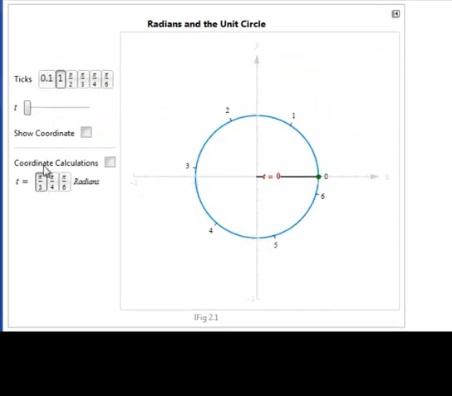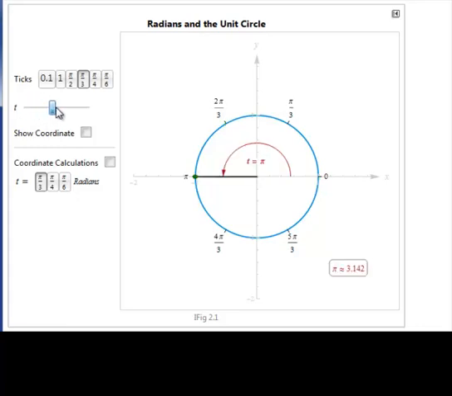In this figure, the t-slider moves the point on the unit circle the number of radians selected as the ticks on the circle. The value of each tick on the circle can be changed to any one of the 6 indicated. We can also show the coordinates of the point as it moves around the circle.